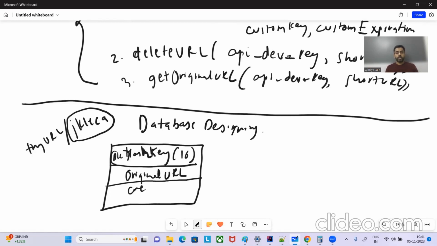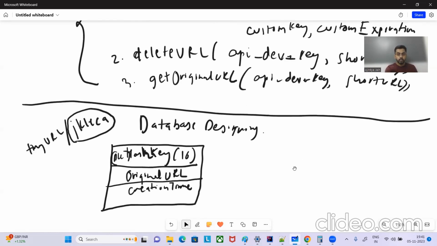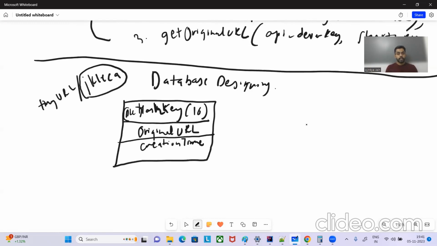And what will be the creation time? When was this short key created? And then there would be an expiration time. Definitely there will be an expiration time for each URL. So what is the default set by the system? 5 years, as we saw.